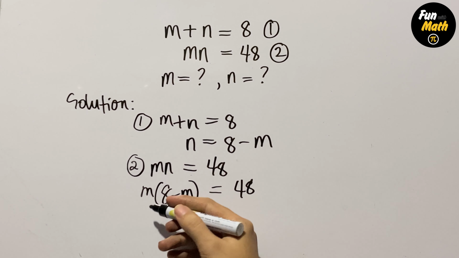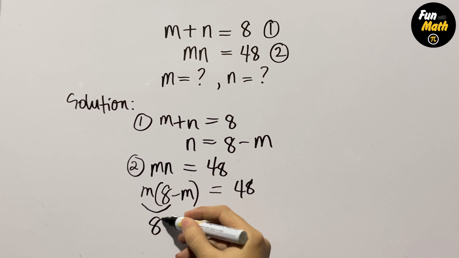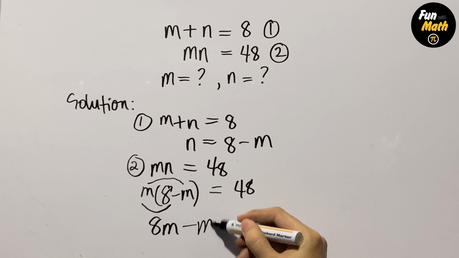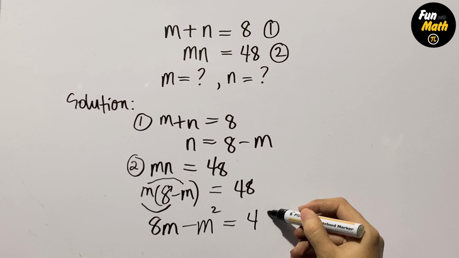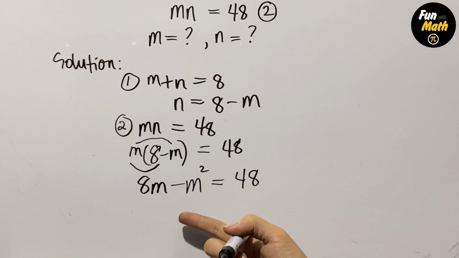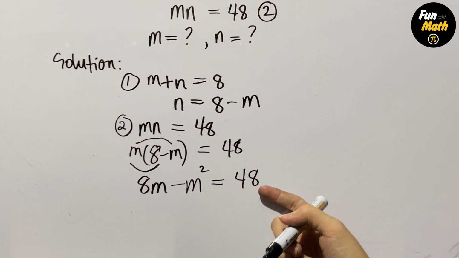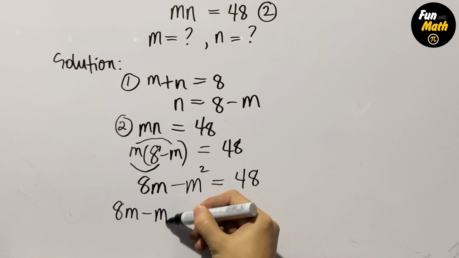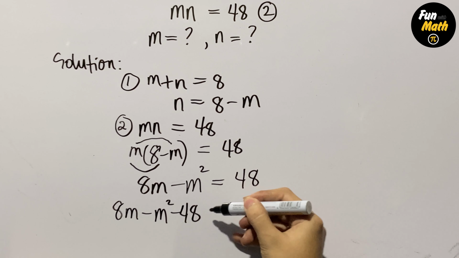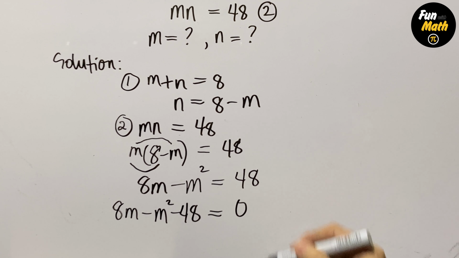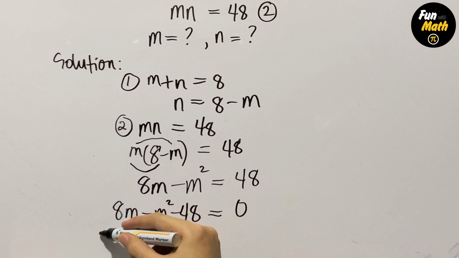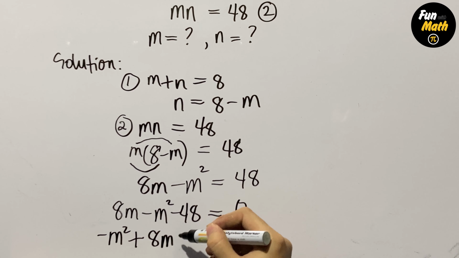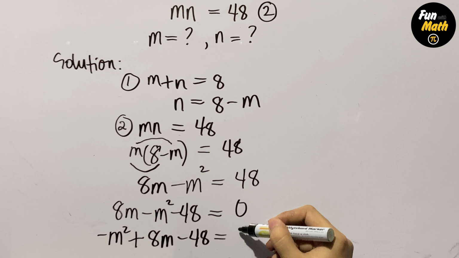Then let's multiply m times 8, that is 8m, and m times negative m, that is negative m squared, equals 48. And the next is, let's arrange this equation by taking 48 to the other side. So that is 8m minus m squared minus 48, and this will be equal to 0. And we can write it again as negative m squared plus 8m minus 48 equals 0.